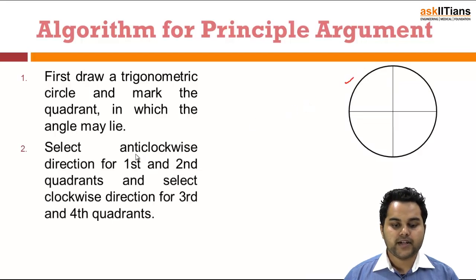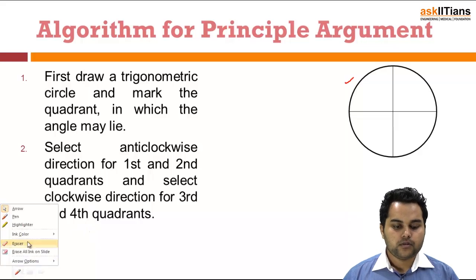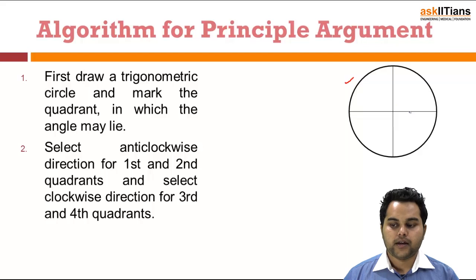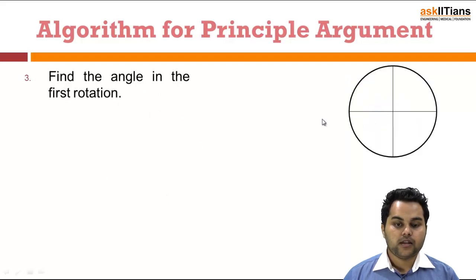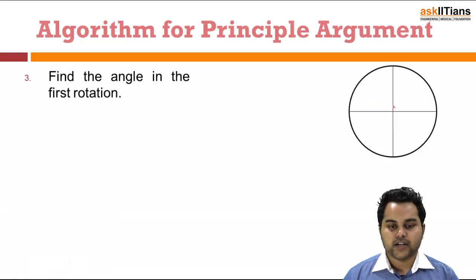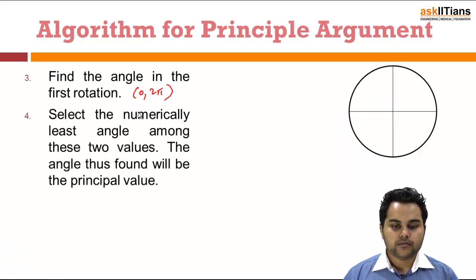Next thing, select anti-clockwise direction for first and second quadrant. That we already know, that for first and second quadrant it will be anti-clockwise, and for the third and fourth it will be clockwise. Then find the angle in the first rotation. That is how we define the principal argument, that it has to be lying between 0 and 2 pi. Then select the numerically least value among the two values.